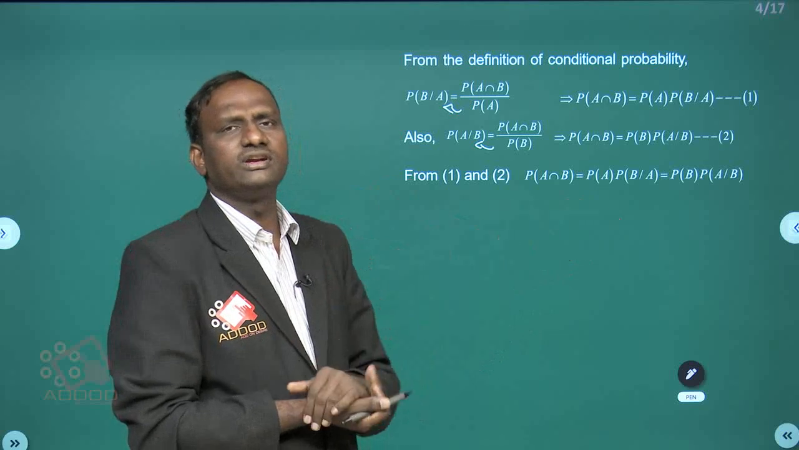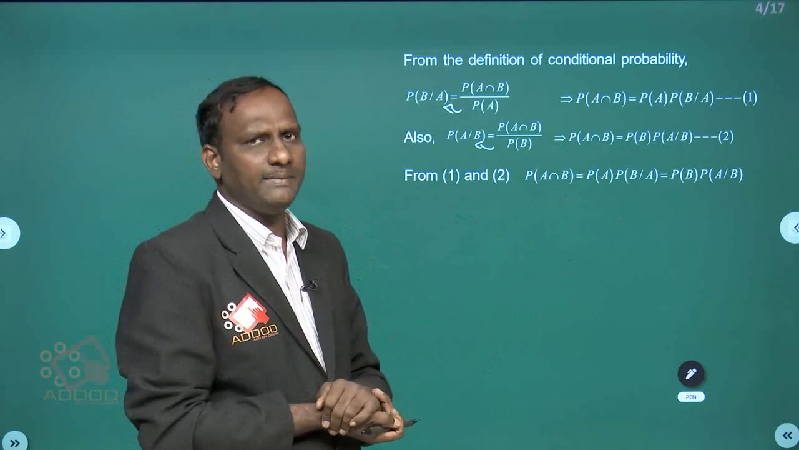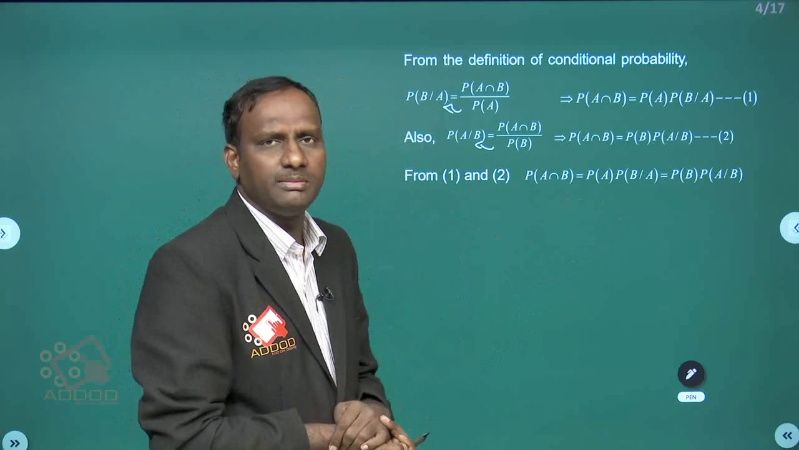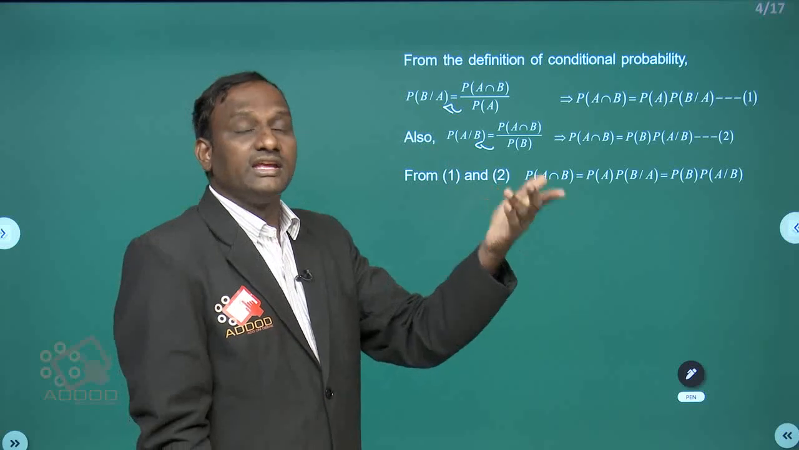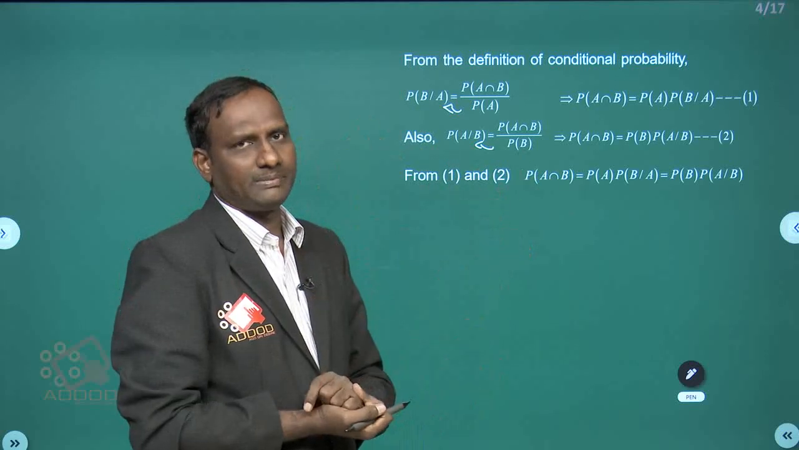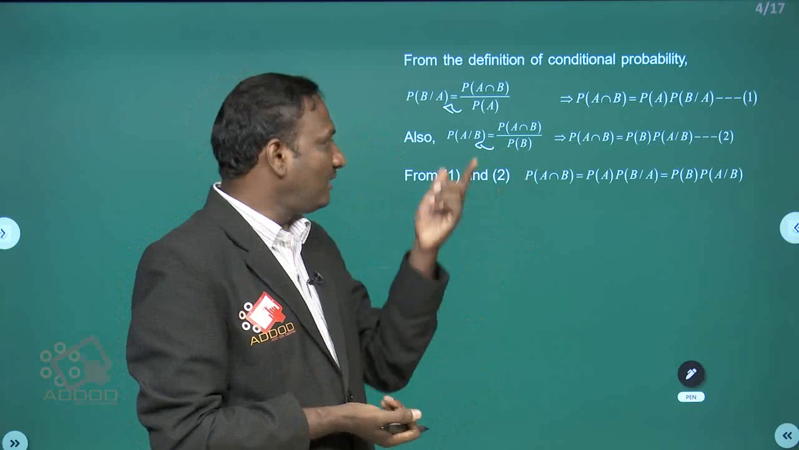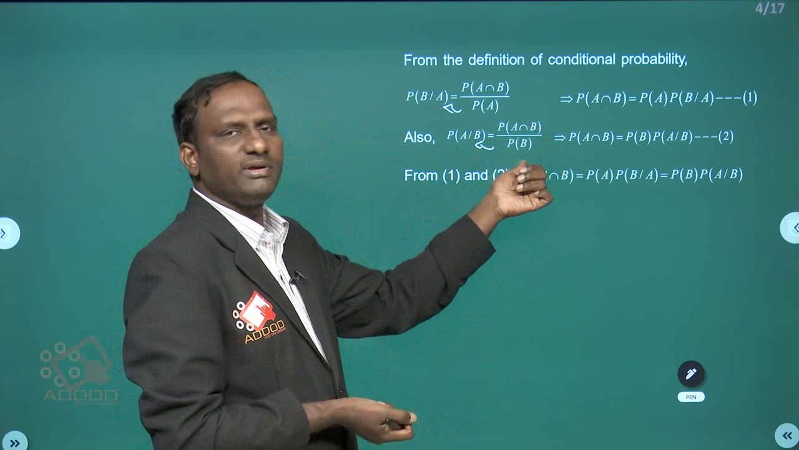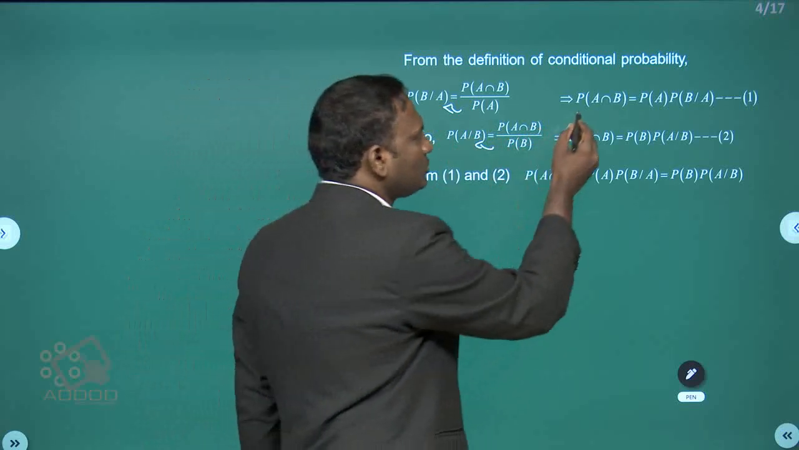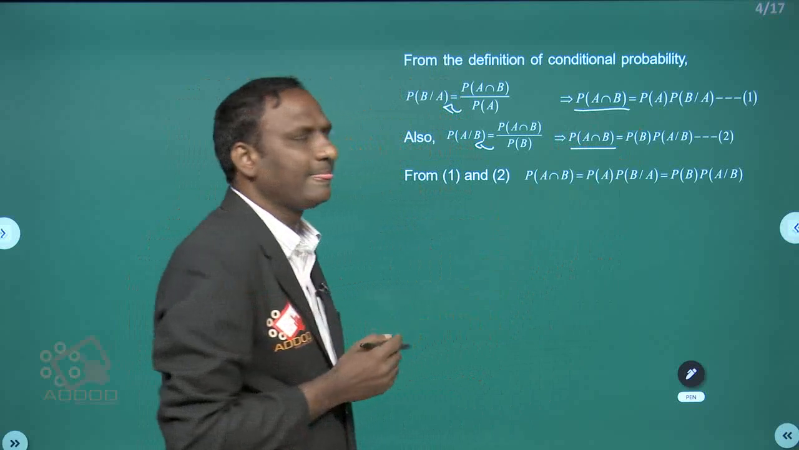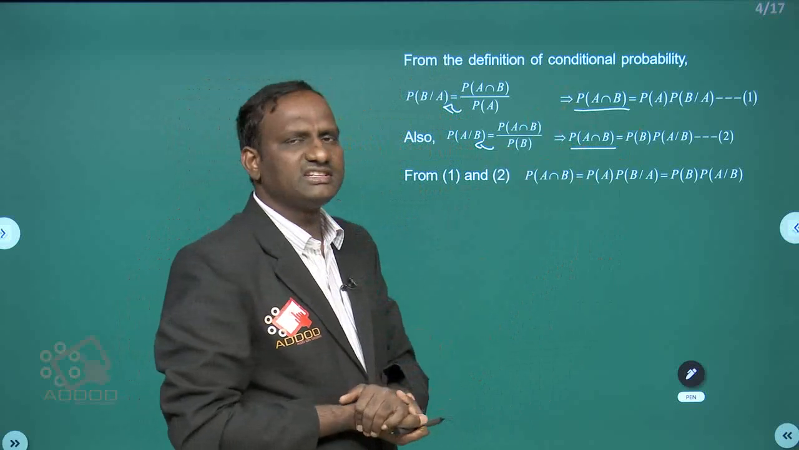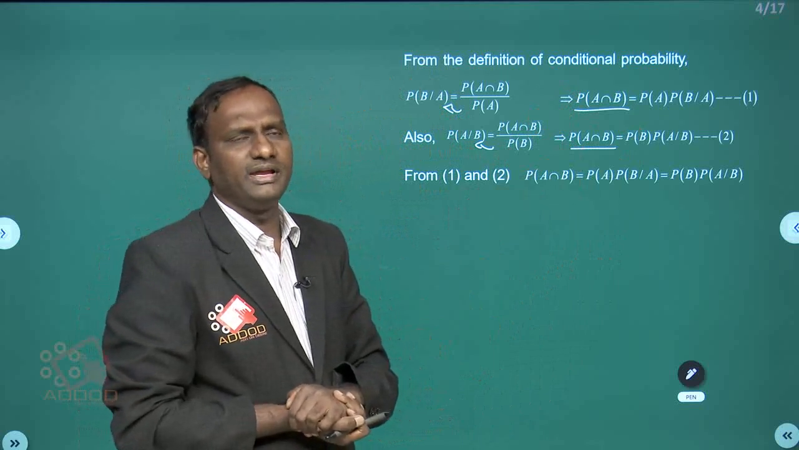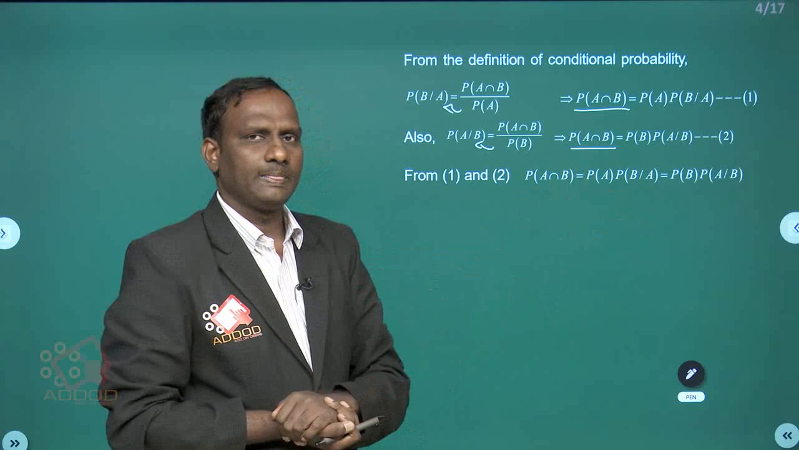So in general we can define it as P of B divides A is equal to P of B intersection A by P of A, or P of A intersection B by P of A. In the other case, A is happening after happening of B. This is the condition. So P of A divides B is equal to P of A intersection B by P of B, cross multiplying the denominator. In these two conditions, P of A intersection B is common. So equate them: P of A intersection B is equal to P of A into P of B divides A, which is equal to P of B into P of A divides B. This is the theorem.